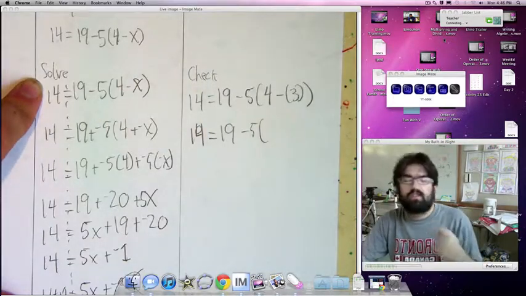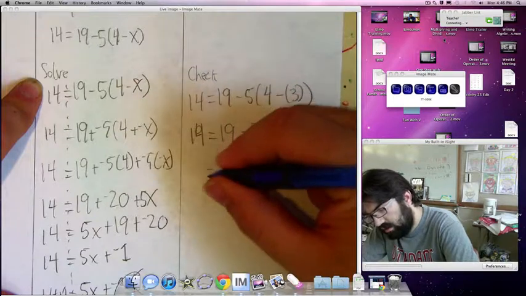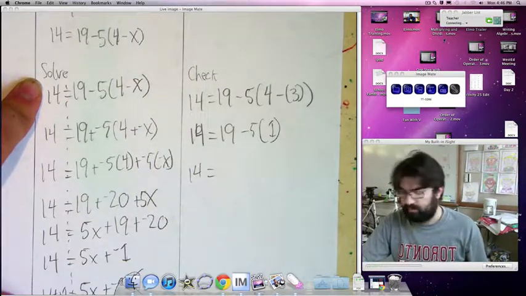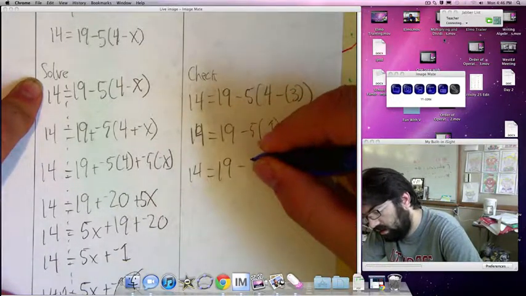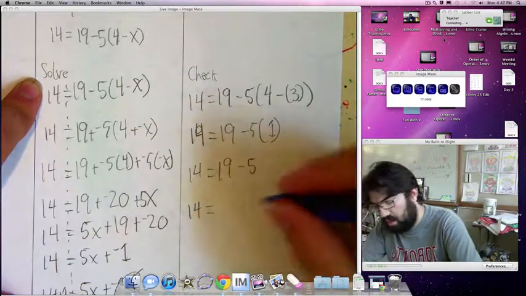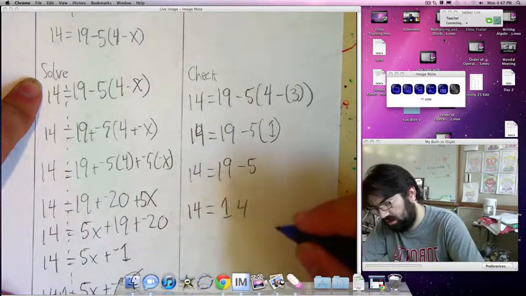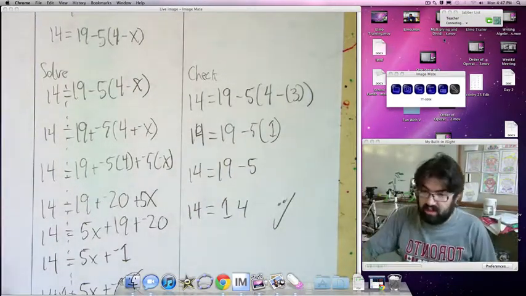4 minus 3 is 1. Do I subtract first or multiply? Probably should multiply. We know 9 minus 5 is 4. Bring down the 1. Hey, look, 14 equals 14. So we're good. The answer definitely is x equals 3.